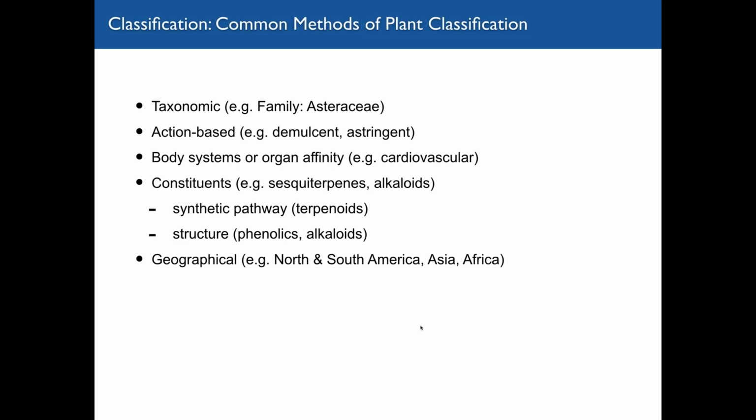And so phytochemicals or constituents could be classified based on how they're made, their structures. Sometimes they're based on how they behave, like if they're astringent or not. So that's just another way to look at it. And finally, sometimes books are organized based on geography or herbal tradition.